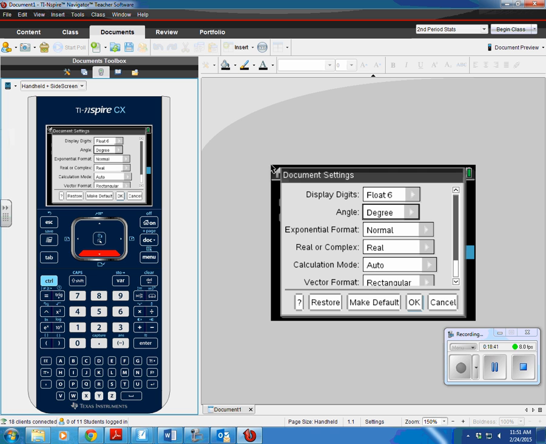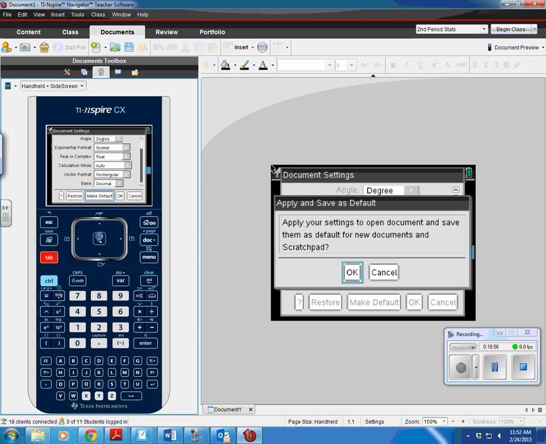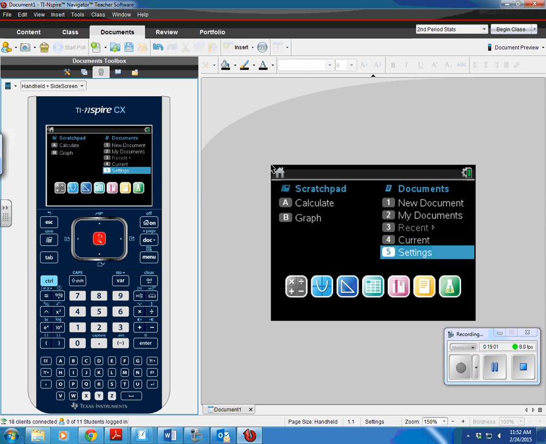If it says radian right here, then hit your right arrow, select degree, and then go to make default, because you want to make that the default. Okay? And it will say, are you sure you want to? And you say, okay. So if it was already in the correct mode, then you're good. If it was in radians, then you need to change it to degrees.